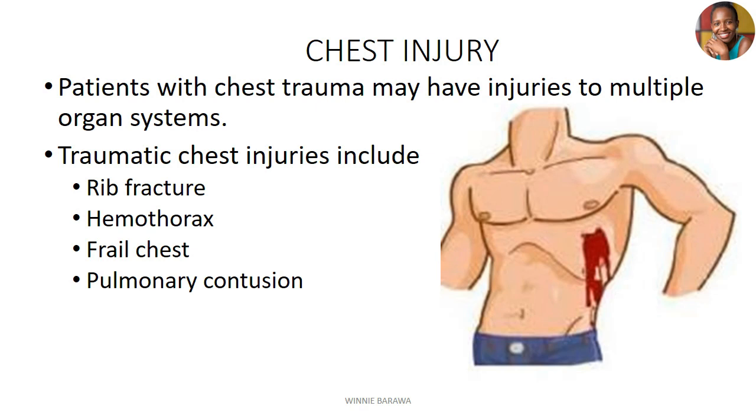And by this, we need to acknowledge that in the chest area, the thoracic area, we have the respiratory system, but also we have the cardiovascular system, that is the heart and the major blood vessels around it. And in this case, traumatic chest injuries can include rib fracture, hemothorax, flail chest, and also pulmonary contusions. So we will look at these chest injuries one by one.